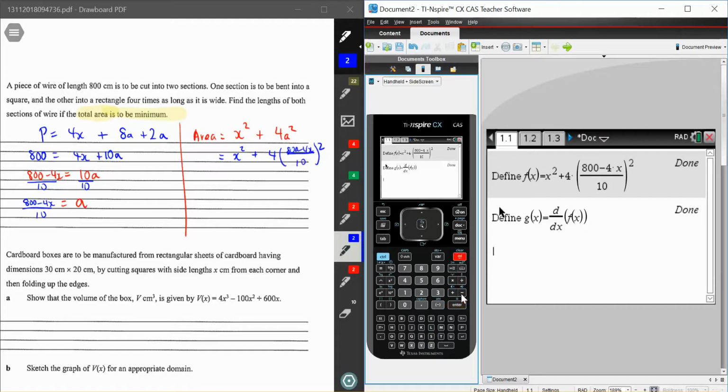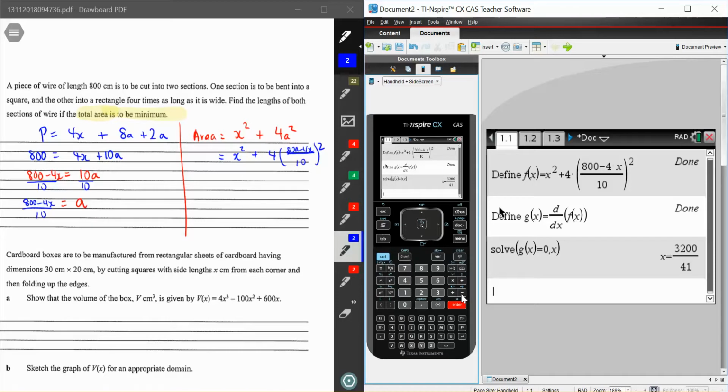Solve, menu 3-1, so solve g of x, which is the derivative. I want that to equal 0, and I want you to solve for x, because it's all in terms of x at the moment. All in terms of x, I just want to know, what would the x be? What would the width be? What would this square width be so that I could have a derivative of 0? Press enter.